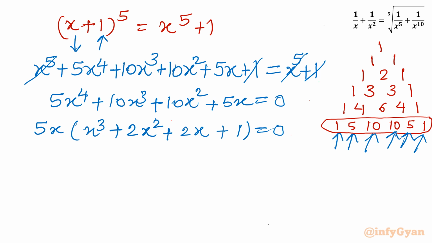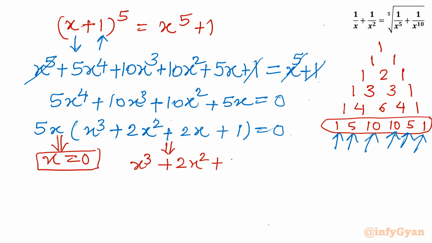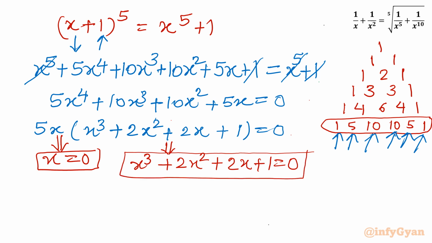Now you can see f times g equal to 0. So we will conclude either x is equal to 0, or this term would be 0. This is one cubic equation, x cube plus 2x square plus 2x plus 1 equal to 0. So once we consider x equal to 0, is this our solution? No, it is not, because as per our domain, we will reject x equal to 0.